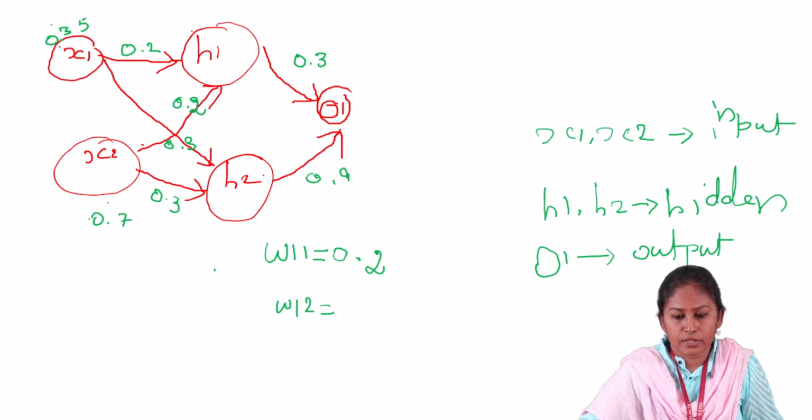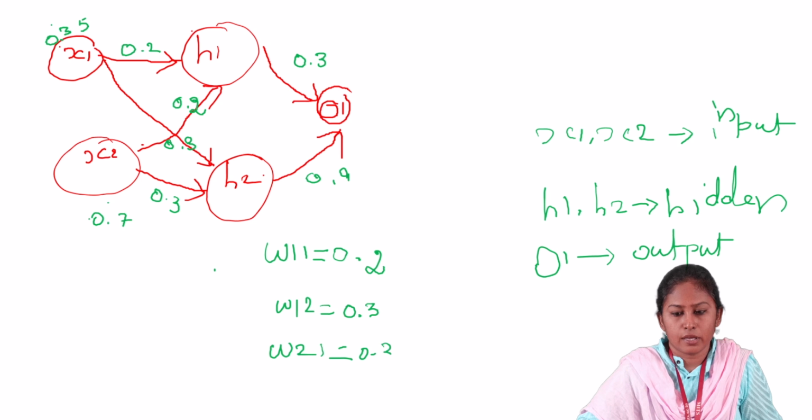And that value is nothing but 0.3. Then the weight that is from X2 to H1, I'm assuming that is W21, which is equal to 0.3, and W22, which is also equal to 0.3. So this is what the input weights are.